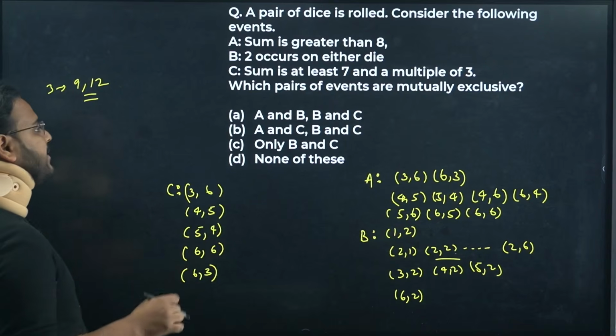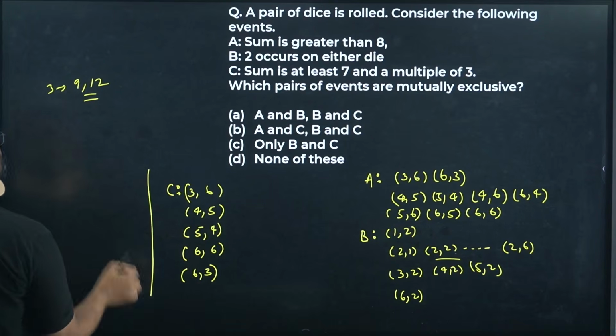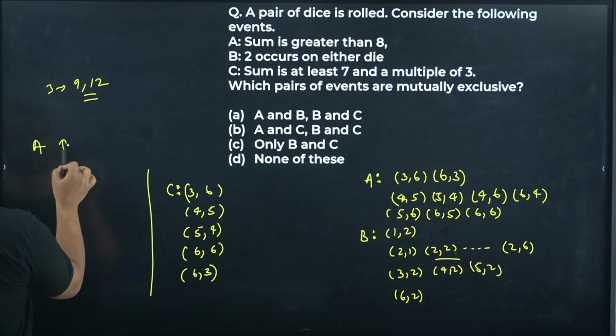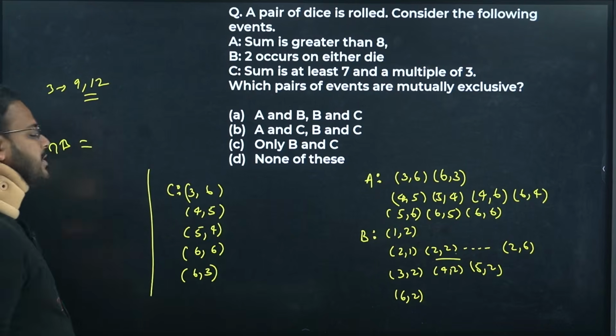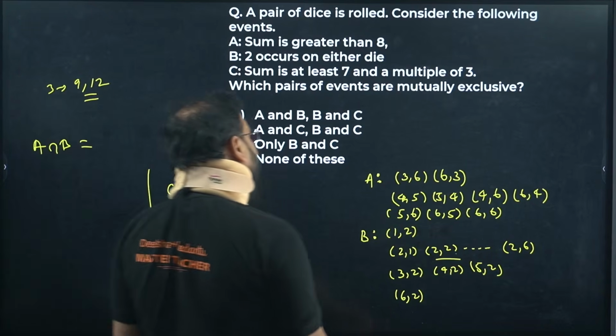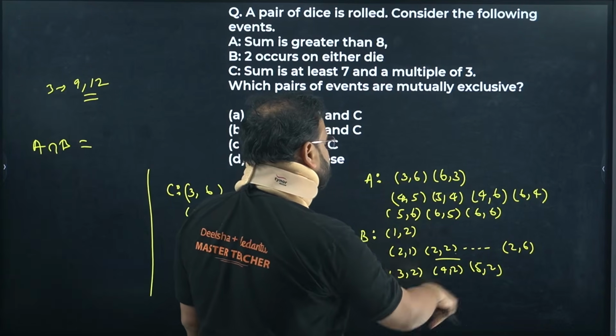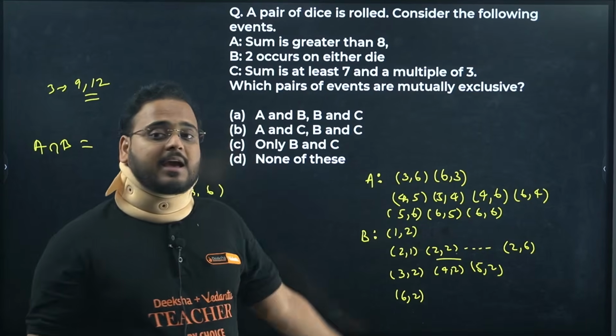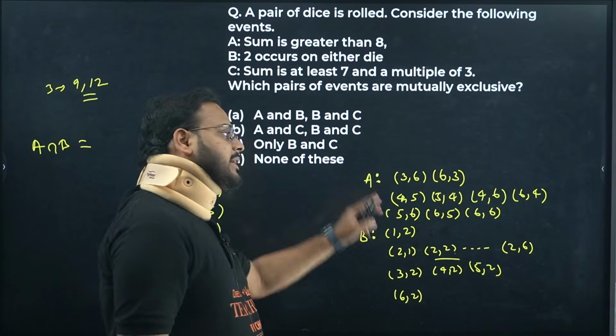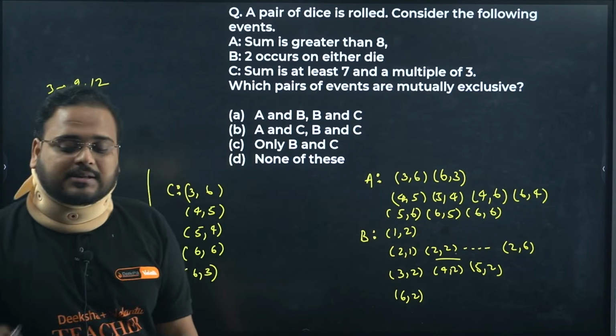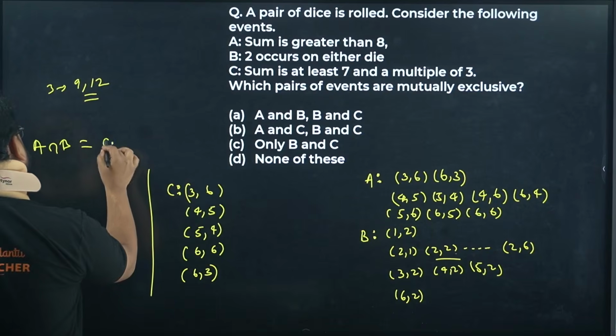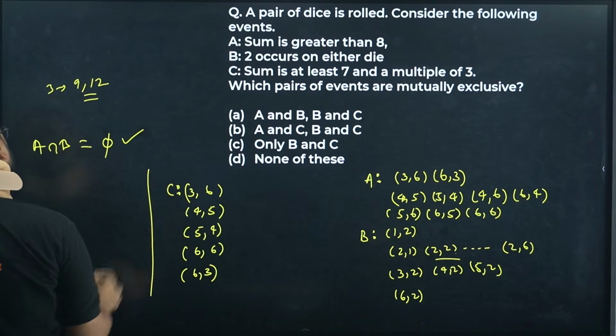They are asking which of the pairs are mutually exclusive in nature. Let's check. A and B. What is common between A and B? Please check. Nothing is common, because in B every element must have 2 in it. In A there is no element like that. So A and B have nothing in common. Answer is 0. This is what mutually exclusive means.